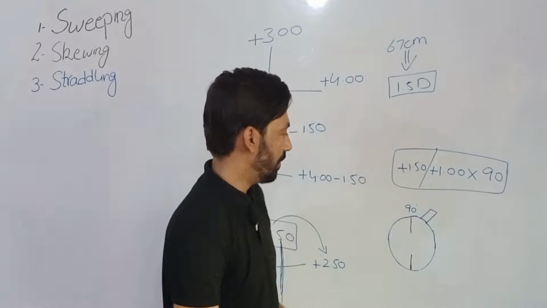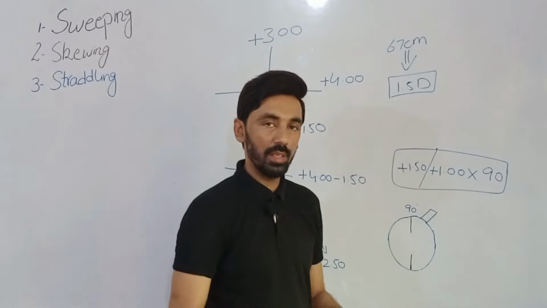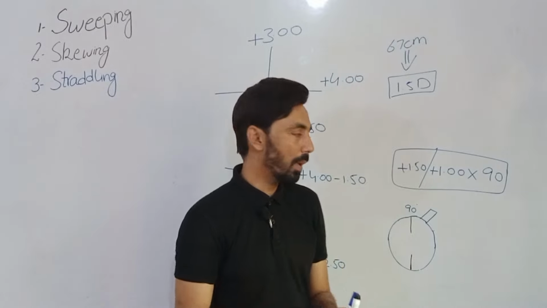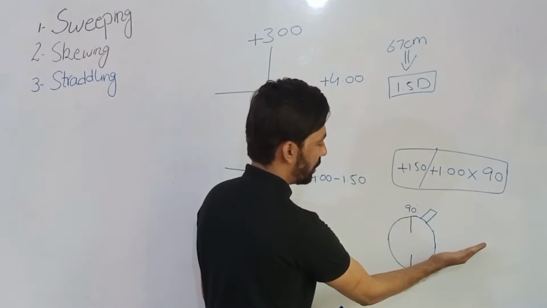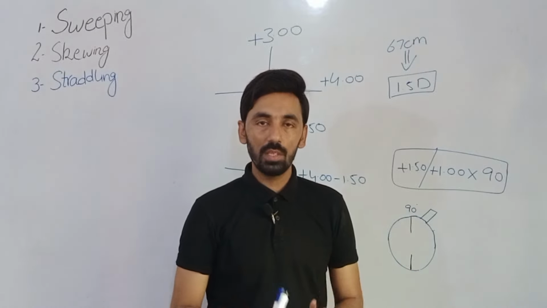So as I said, if the thickness on both sides is the same, 45 degrees apart in this direction and in that direction, then there is no need to change the axis of my cylinder.